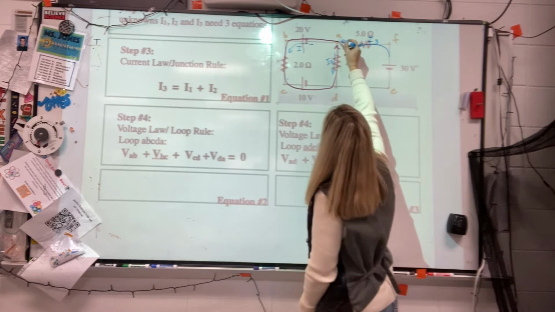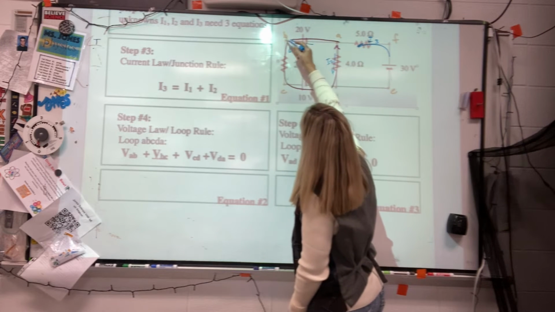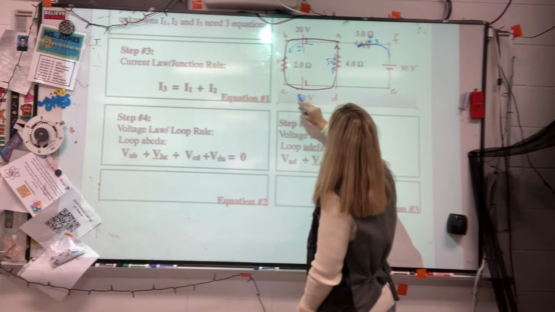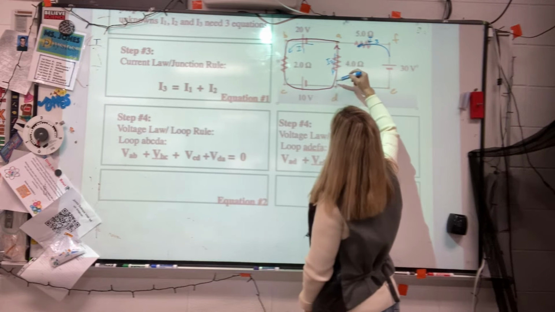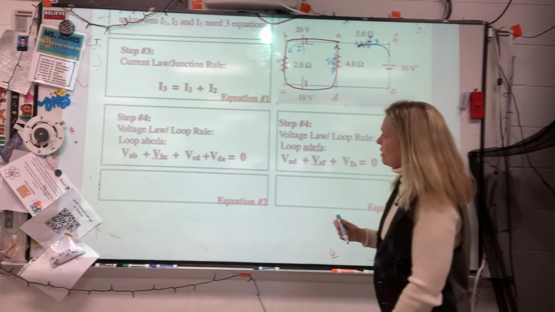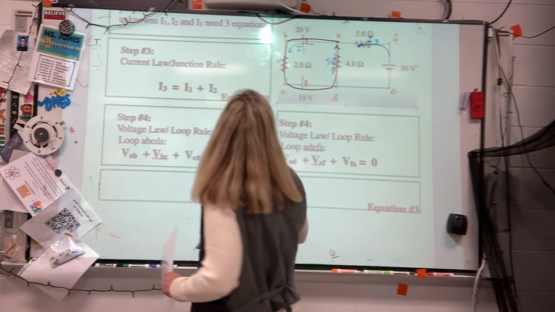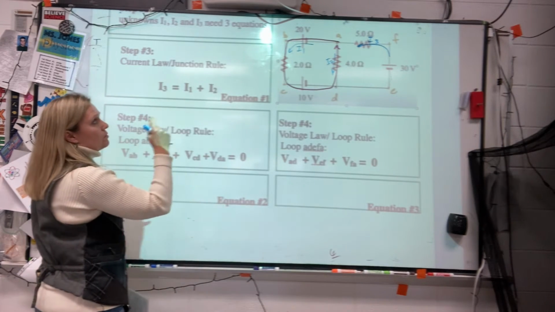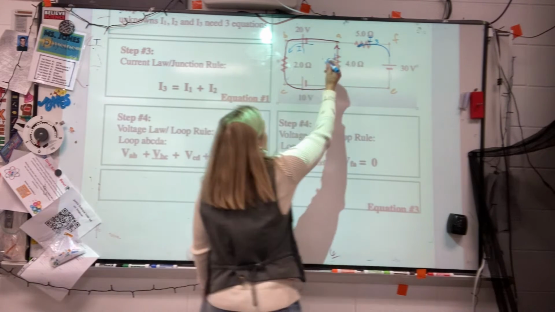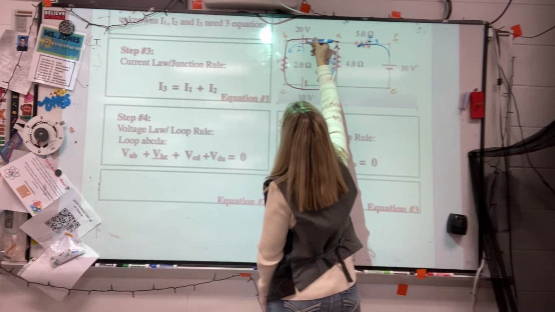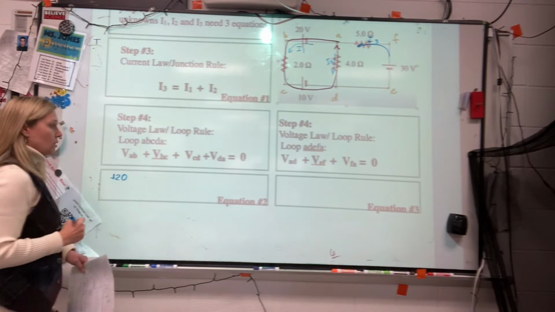I have voltage from A to B, the battery. B to C, there's a resistor. C to D, there's another battery. And then D to A, there's another resistor. So, let's put some numbers in place. What about VAB? 20. What should I write, positive or negative? Positive. We're going this way around the loop, from negative to positive, so it's positive. So we write plus 20.